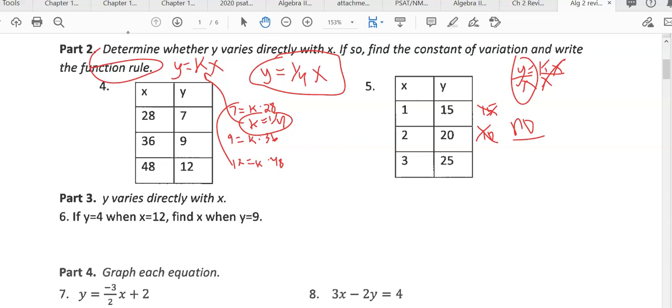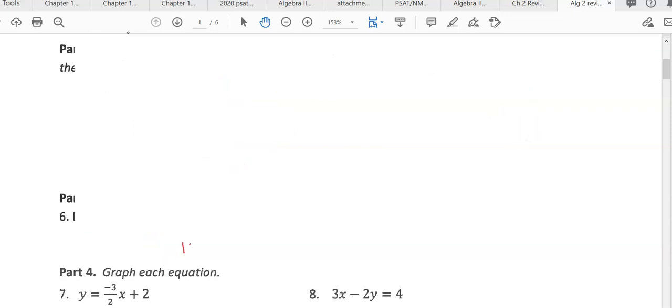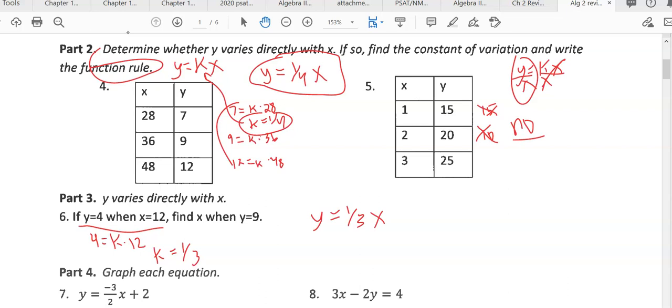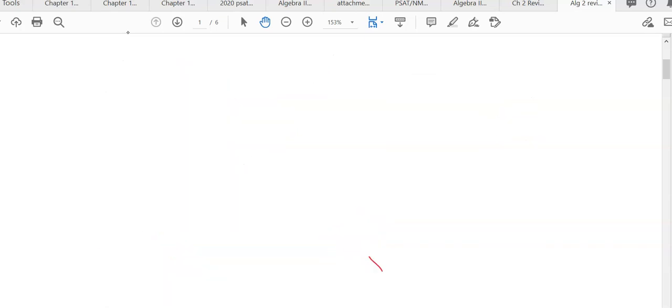Here again, I'm going to use the formula. When you see this, just plug in, right? So y equals kx, so it'd be 4 equals k times 12. Divide by 12, you get k equals 1/3. So the equation would be y equals 1/3 times x. Now find x when y equals 9. So if y equals 9, that would be 9 equals 1/3 x. Multiply by 3, you get 27 equals x. I think that would be your answer.